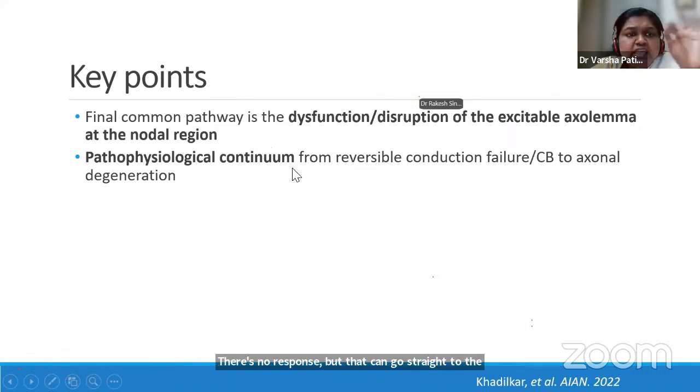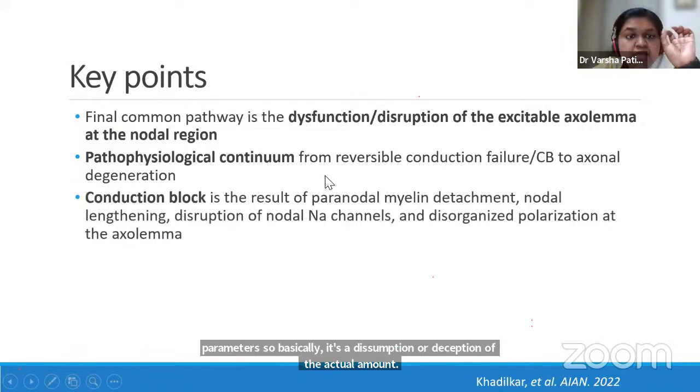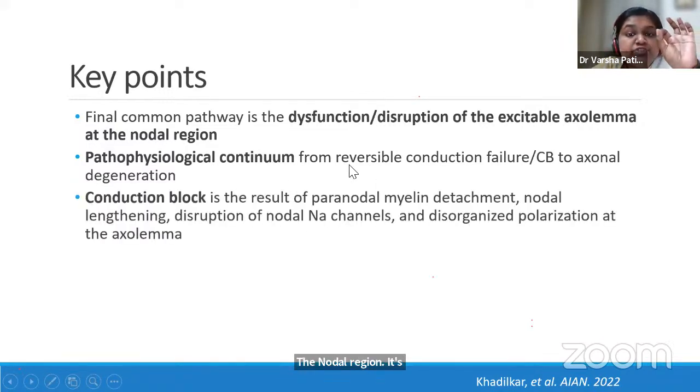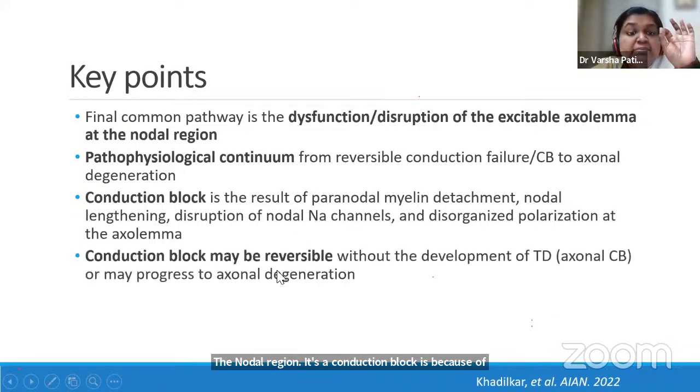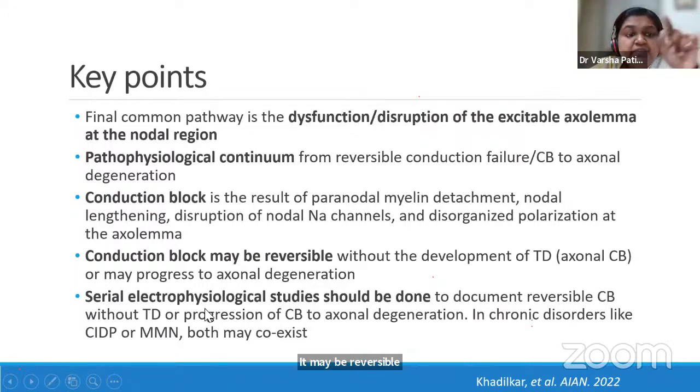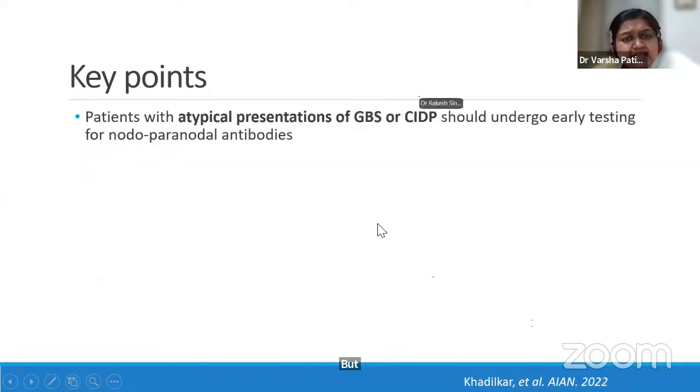So what are the key points to note in nodoparanodopathy? So basically, it's a dysfunction or disruption of the axolemma at the nodal region. It's a pathophysiological spectrum. Conduction block is because of these three different types of pathologies. It may be reversible, but we require serial electrophysiological studies to document this reversible conduction block.